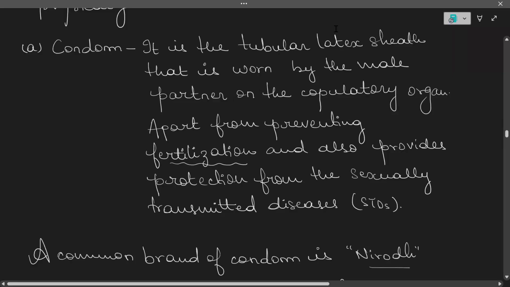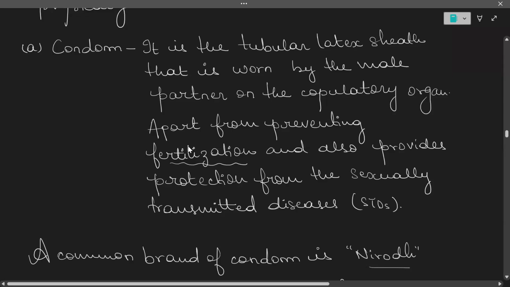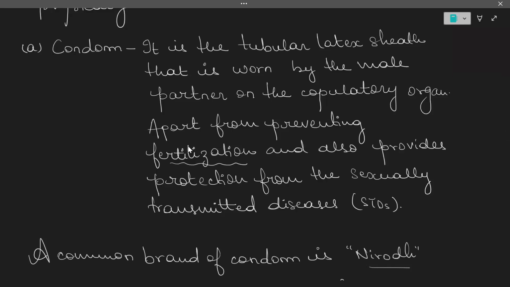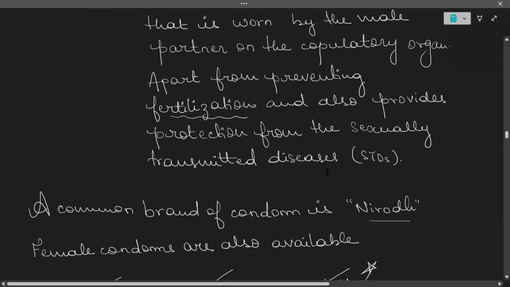It is the tubular latex sheath, a sheath made up of latex, which is worn on the male partner's penis. Okay, and what happens whenever the ejaculate comes? It gets collected into this condom only and it does not reach the vaginal passage of the female. Apart from that, since the male is wearing the condom, there is no contact between the organs of male and female, which will protect them both from STDs, sexually transmitted diseases.